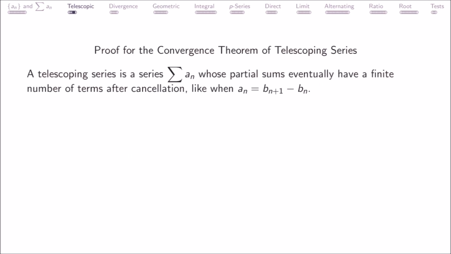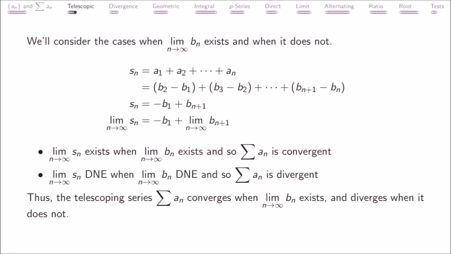Proof for the convergence theorem of telescoping series. Here is a statement of the theorem. Proof. We'll consider the cases when limit Bn exists and when it does not. Limit Sn exists when limit Bn exists, and so the series is convergent. Limit Sn does not exist when limit Bn does not exist, and so the series is divergent. Thus, the telescoping series converges when the limit Bn exists and diverges when it does not.